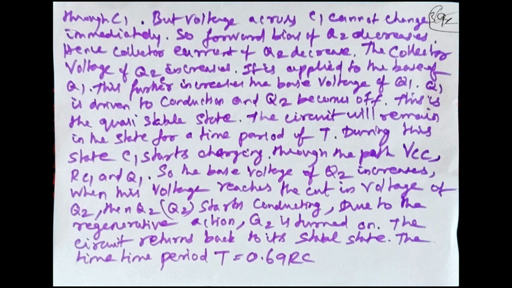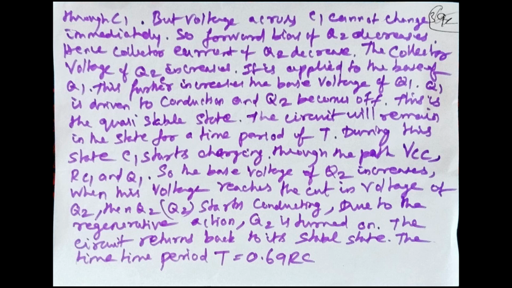It is applied to the base of Q1. This further increases the base voltage of Q1. Q1 is driven to conduction and Q2 becomes off. This is the quasi-stable state. The circuit will remain in this state for a time period of T.